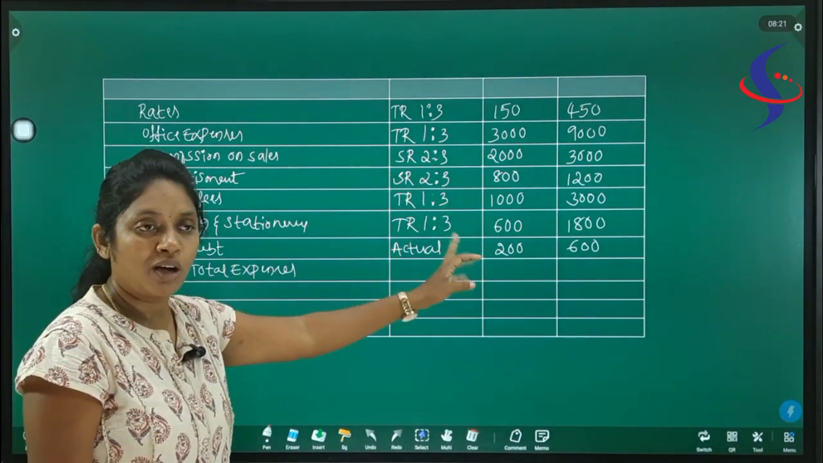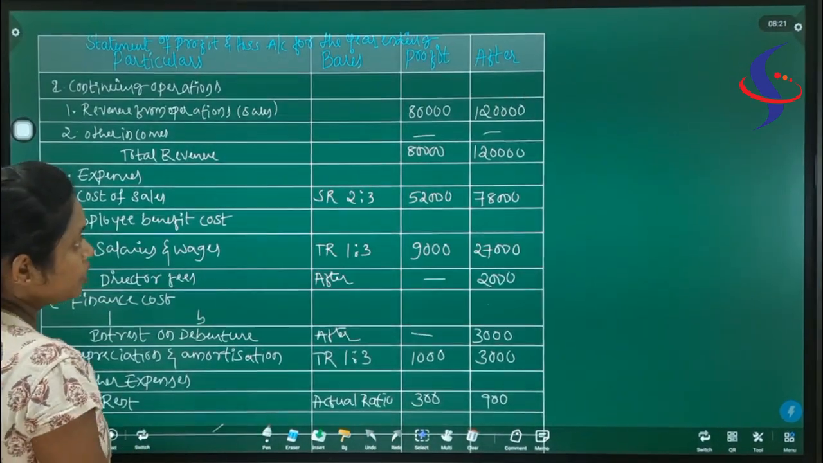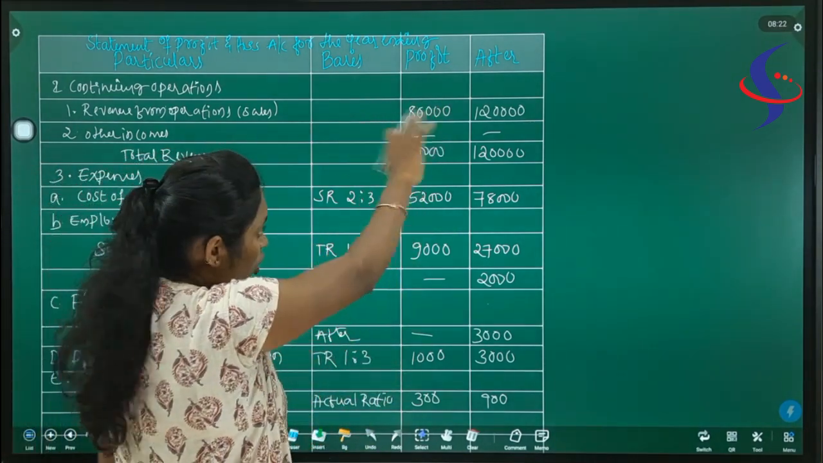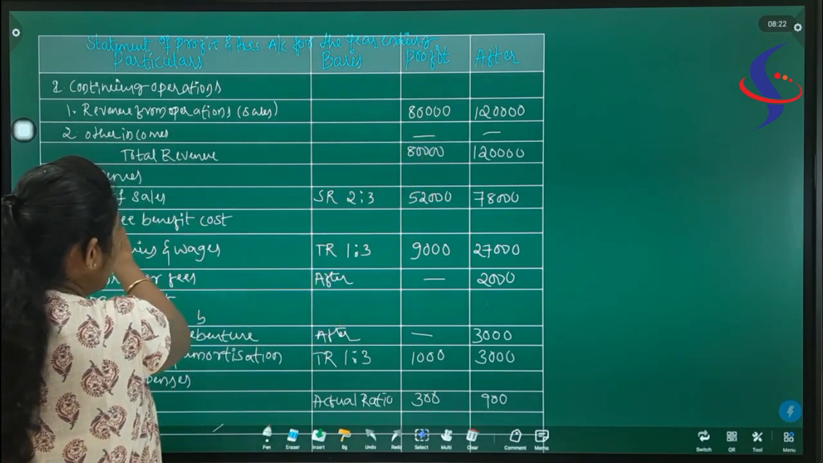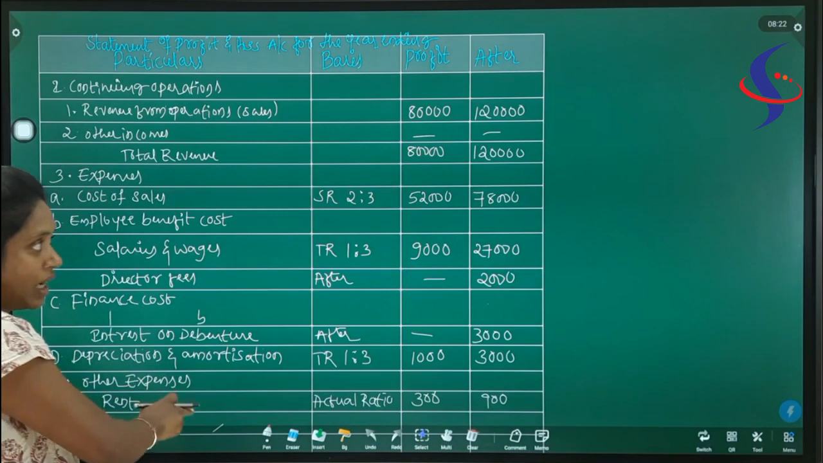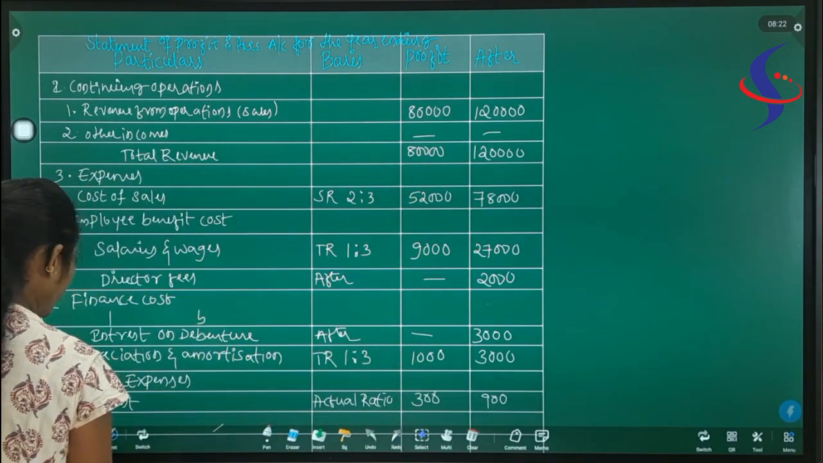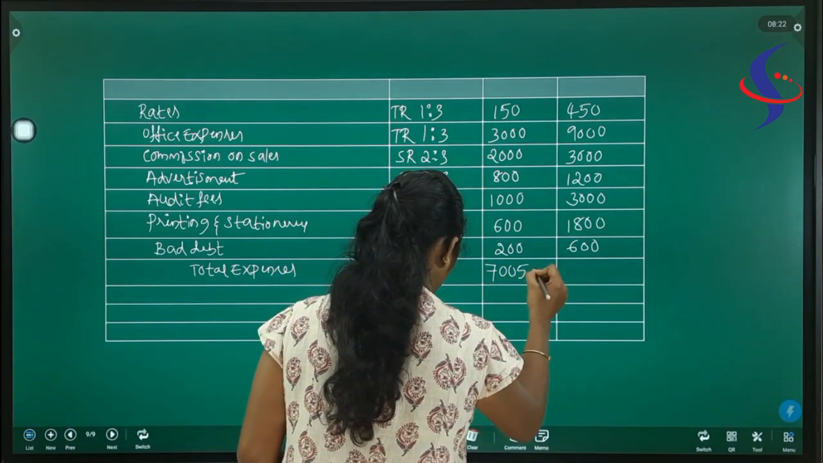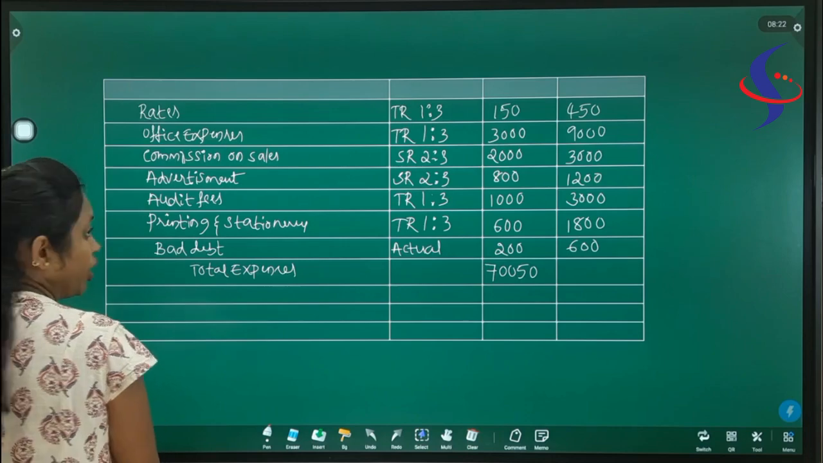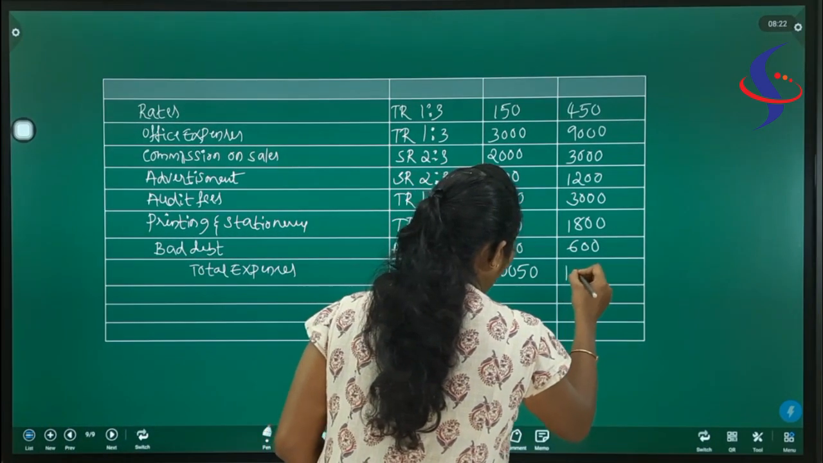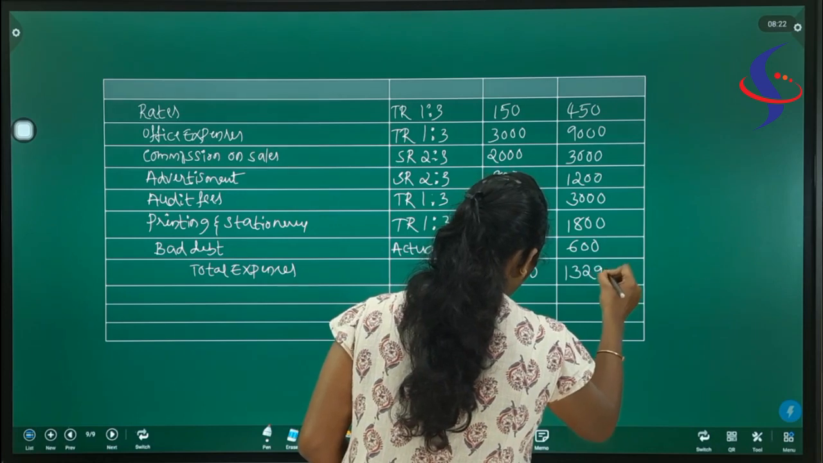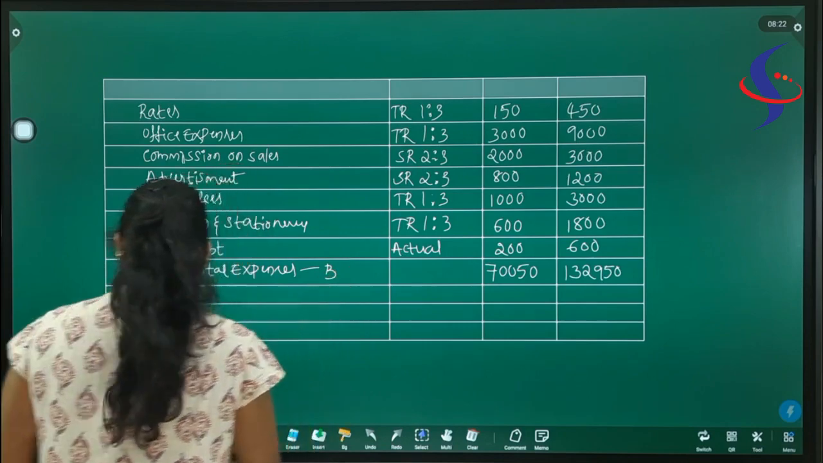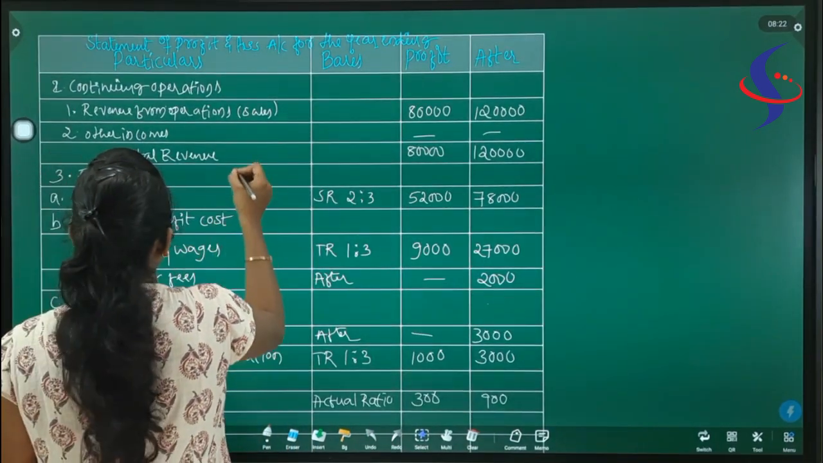Yes, now we have to make a total of expenses. From where do we need to start? Please students, don't add it from 80,000 itself. 80,000 is a total we have already done, that is the revenue part. We have to make a total from expenses. From the third point, we need to start making the total. The total of prior period is 70,050. And in the same way, we need to make a total of after period. It is 1,32,950. This is total expenses and we call it B, and for total revenue we call it A.